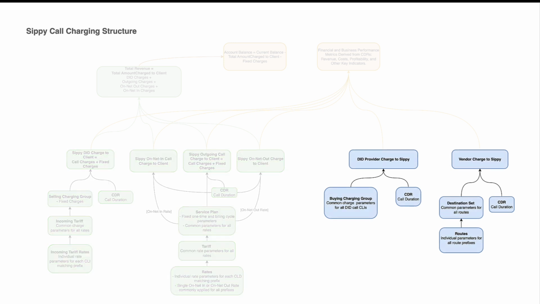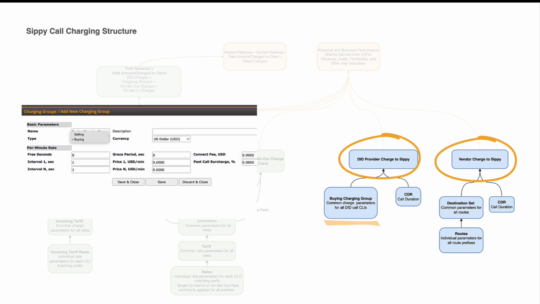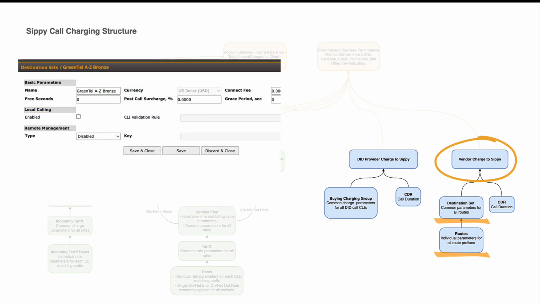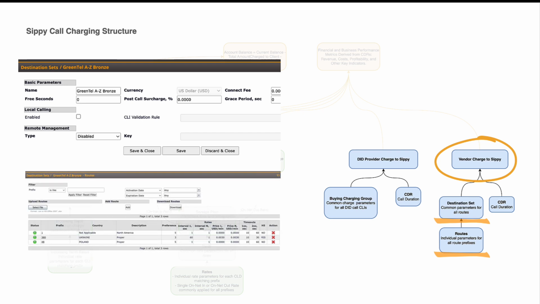Sippy essentially recognizes two types of costs: charges paid to DID providers for incoming calls, and charges paid to vendors for outgoing calls. Costs paid to DID providers are defined in the buying charging group, which applies a single set of parameters to all DID numbers from a given DID provider, meaning there is one set of parameters equally applied to all DID numbers of the same vendor associated with a DID pool record.